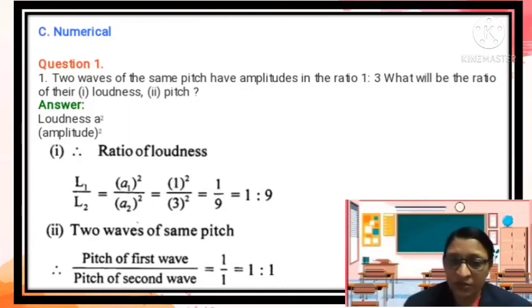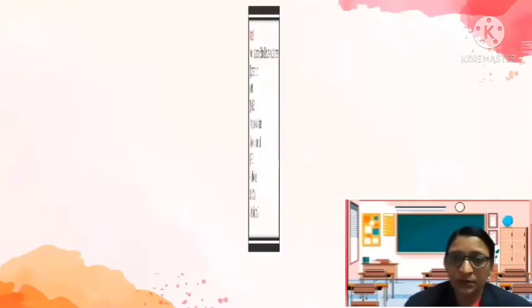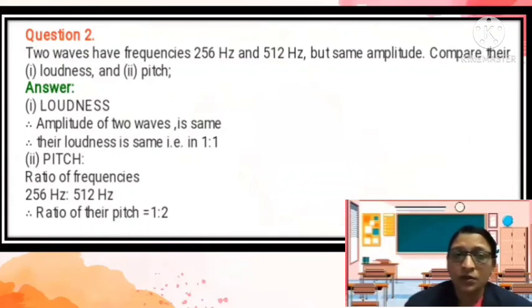While in case of pitch, if the two waves are of the same pitch, then pitch of the first wave upon pitch of the second wave. Here, pitch of both the waves is 1:1. So, the ratio also is 1:1. The second example: two waves have frequencies of 256 Hz and 512 Hz, but the same amplitude. We have to compare their loudness and pitch.